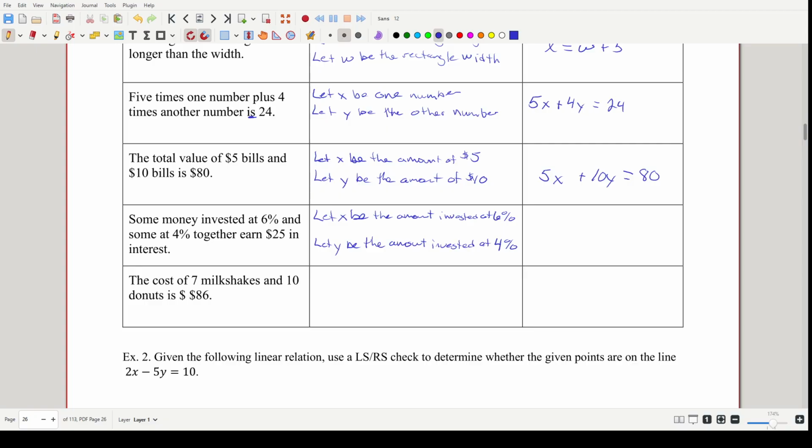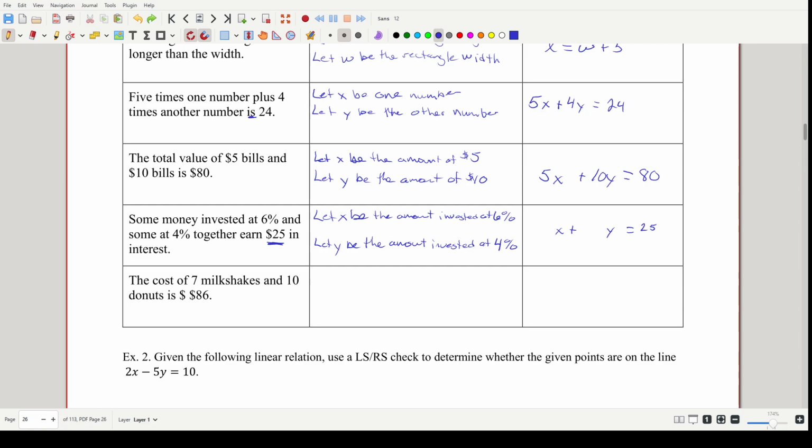Great. I still have to create an equation for this. I know the combined total of both amounts is going to be $25. So I have to add them up, and it's going to be some multiple of x. So x is the amount of money invested at 6%, plus some amount at 4% is going to be equal to $25. What number goes here, though? I can't really write 6% times x. We can't really create an equation like that.